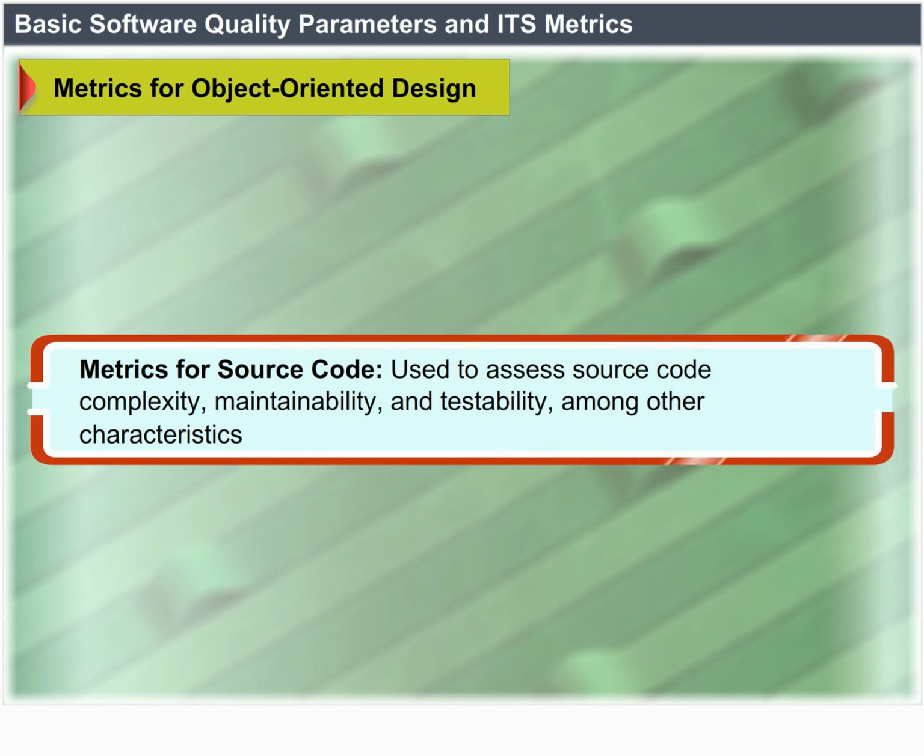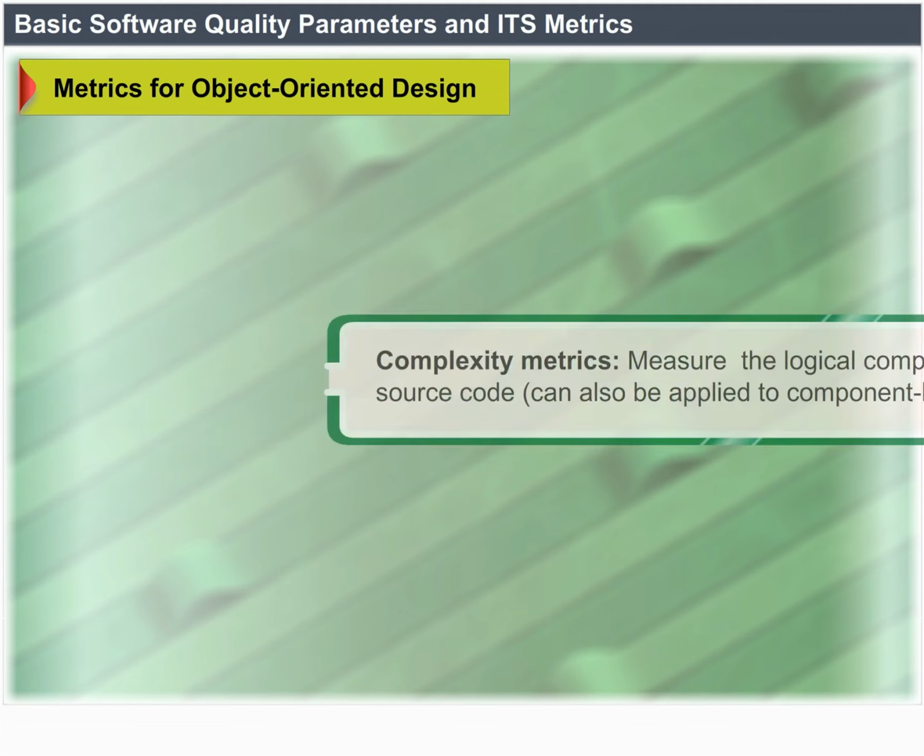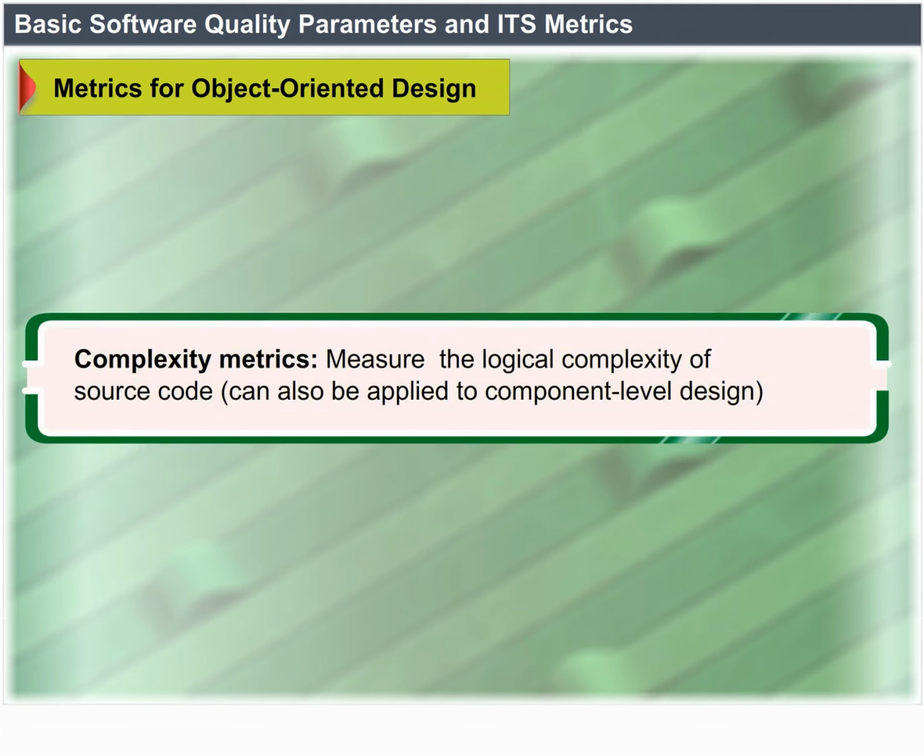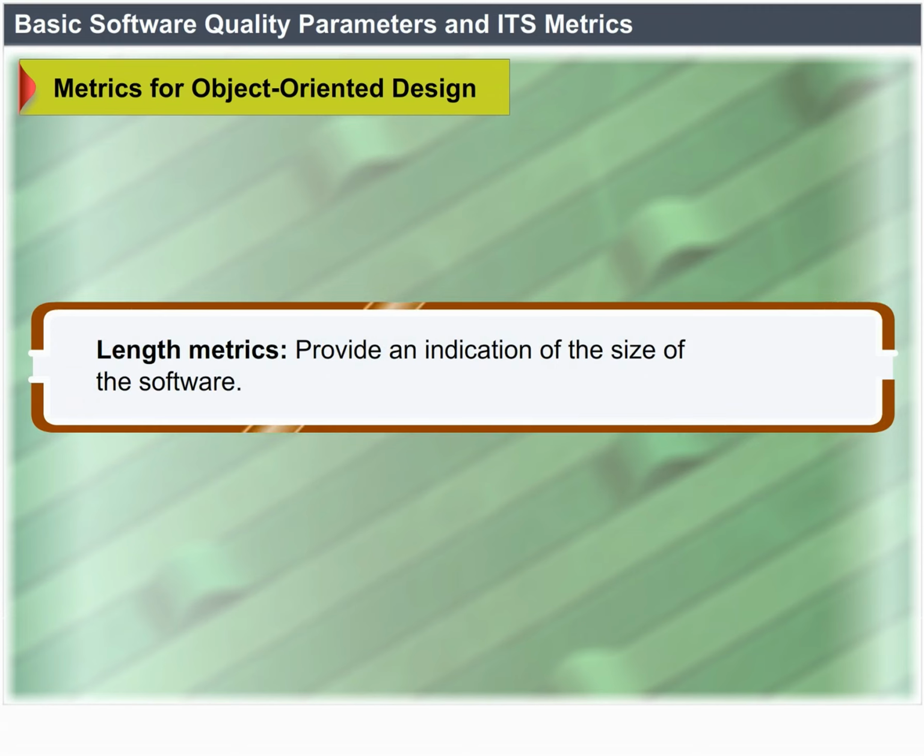Metrics for source code, used to assess source code complexity, maintainability, and testability, among other characteristics. Complexity metrics measure the logical complexity of source code, can also be applied to component-level design. Length metrics provide an indication of the size of the software.